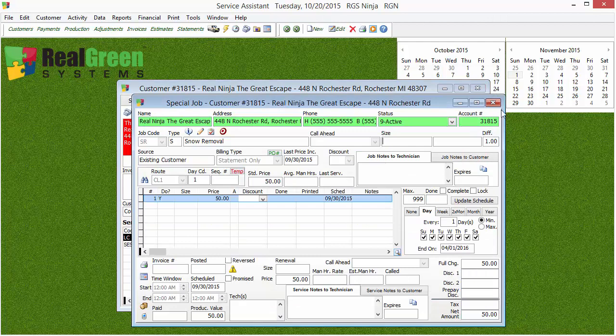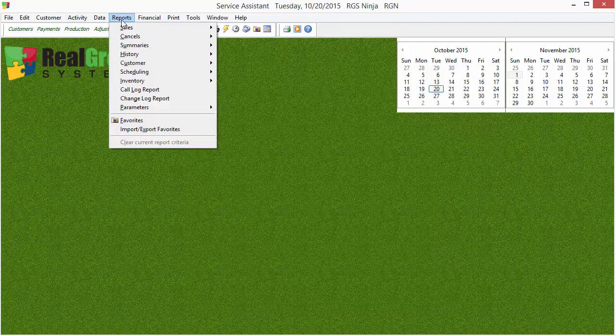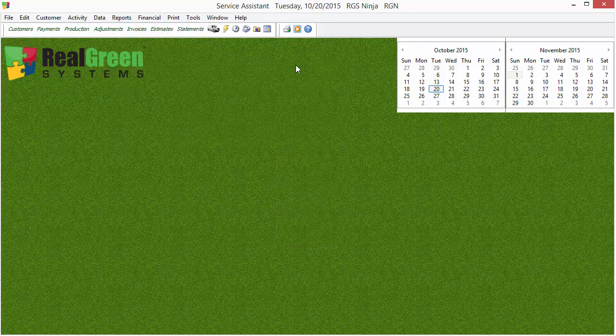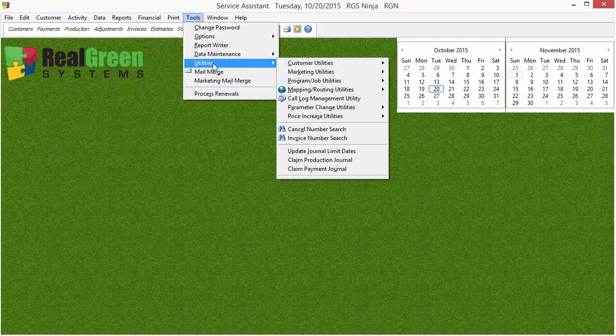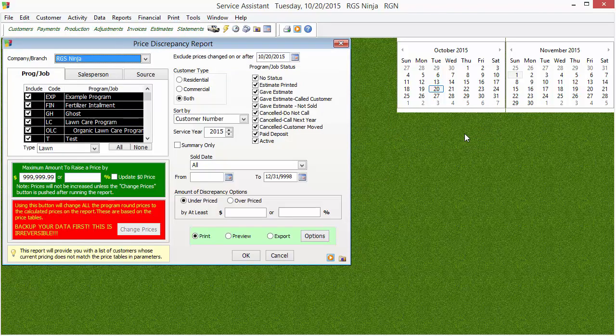The price discrepancy report is in two places, and this is a report where you could possibly do some damage. The first place is under Reports, Customer, and then Price Discrepancy Report. The other place is under Tools, Utilities, Price Increase Utilities, and Price Discrepancy Report. That's why we have this big red area saying, back up your data before you do this, because this is one of those things that's irreversible. We'd have to restore the backup and then redo it correctly.